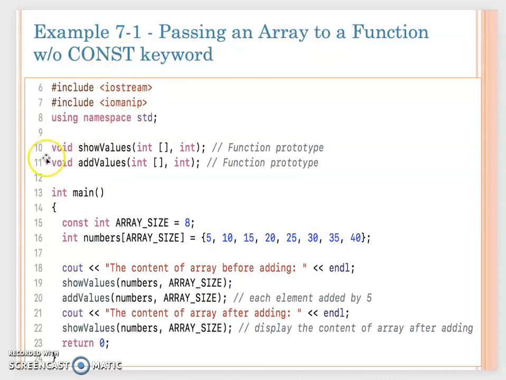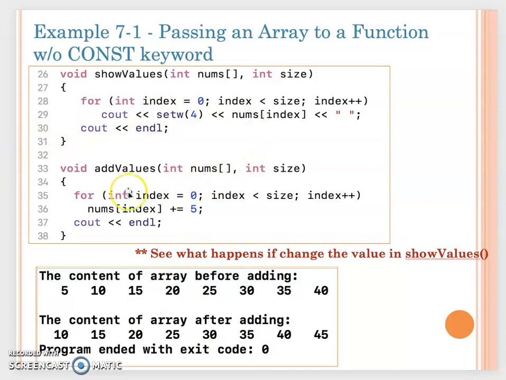So I want to show you, actually, we will continue with example 7. But in addition to the show values function, we have the add value function. So this add value function, we can see the function implementation is for each index. In add values, I am still passing the array, I am still passing the size, but I write a for loop.